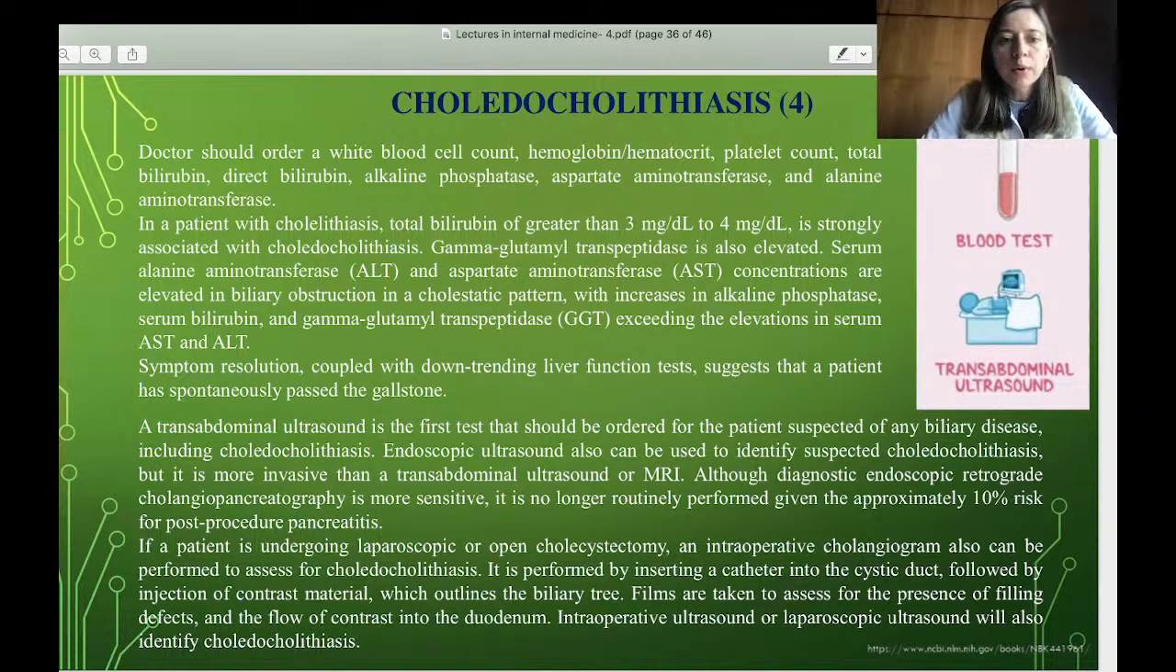It is performed by inserting a catheter in the cystic duct followed by injection of contrast material, which outlines the biliary tree. Films are taken to assess for the presence of filling defects and the flow of contrast into the duodenum. Intraoperative ultrasound or laparoscopic ultrasound will also identify choledocholithiasis.